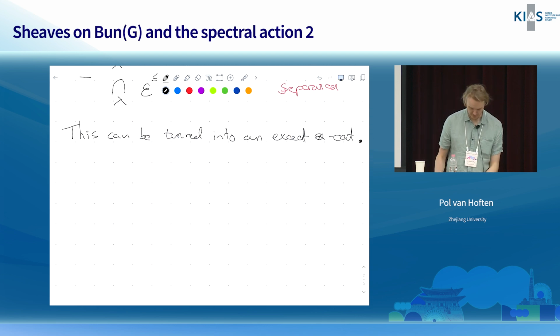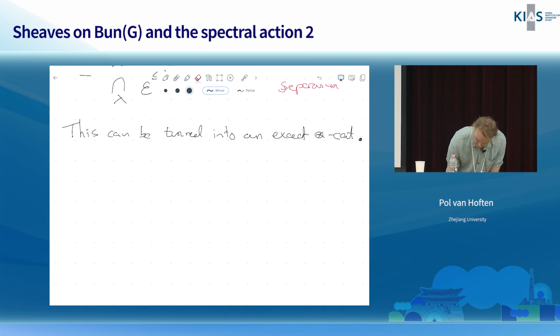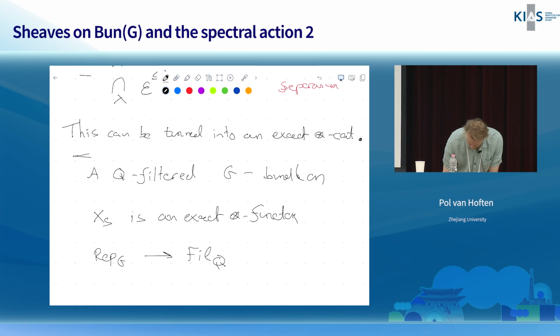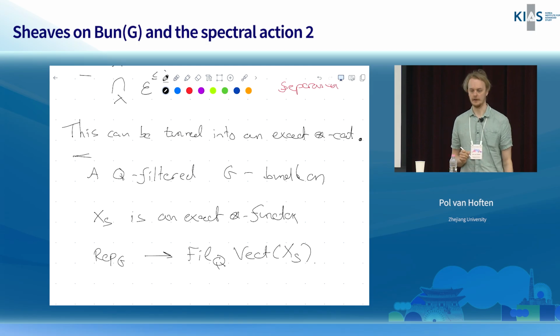So then a Q filtered vector bundle on X_S, or Q filtered G bundle, is just an exact tensor functor from Rep G to the filtered Q vector bundles on X_S.